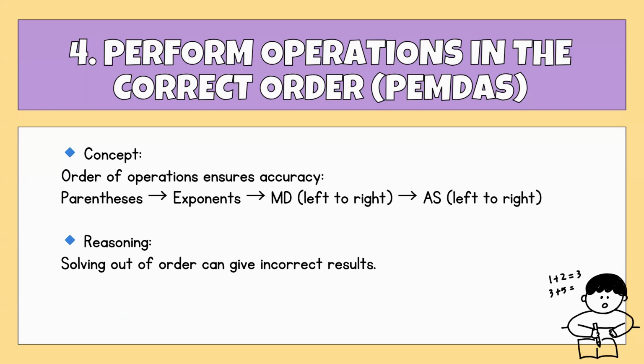First, P stands for parenthesis, brackets. E stands for exponents, then multiplication and division, then addition and subtraction, left to right. So, as the reasoning shows, solving out of order can give incorrect results. Let's do some examples with this, shall we? Practice for practice.